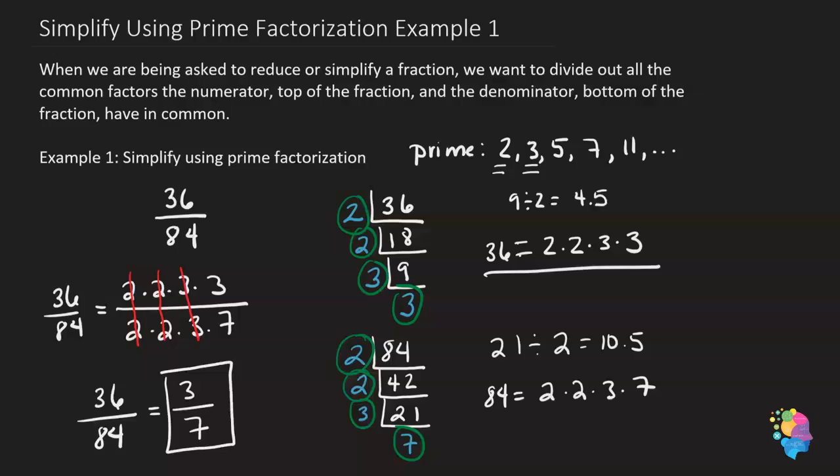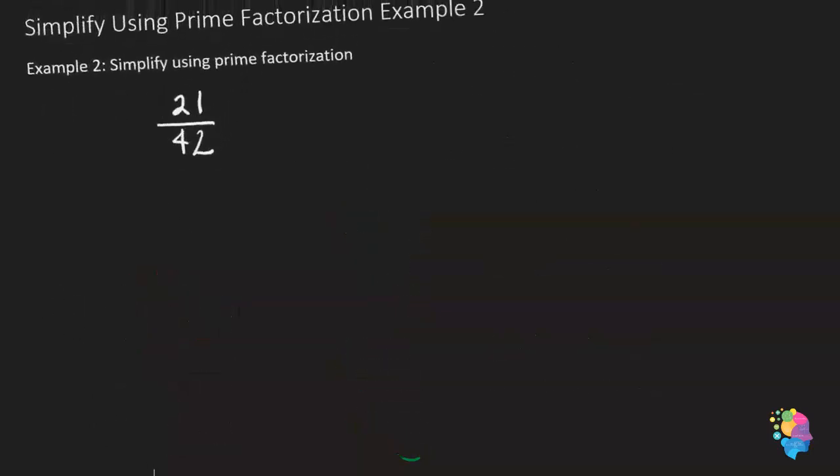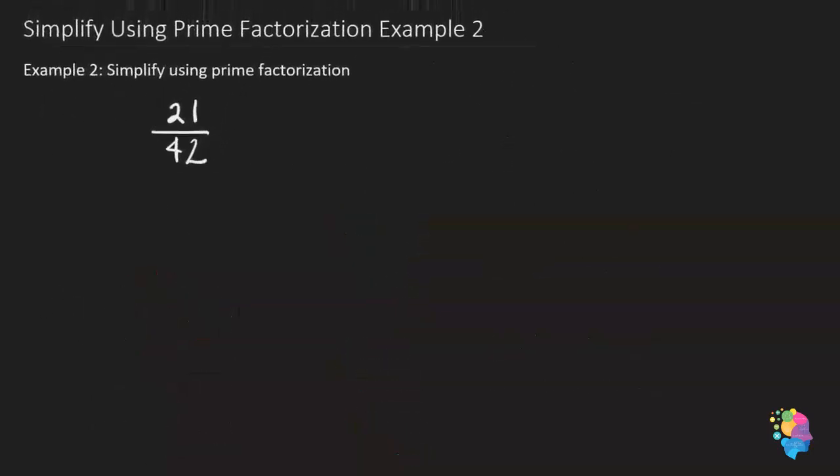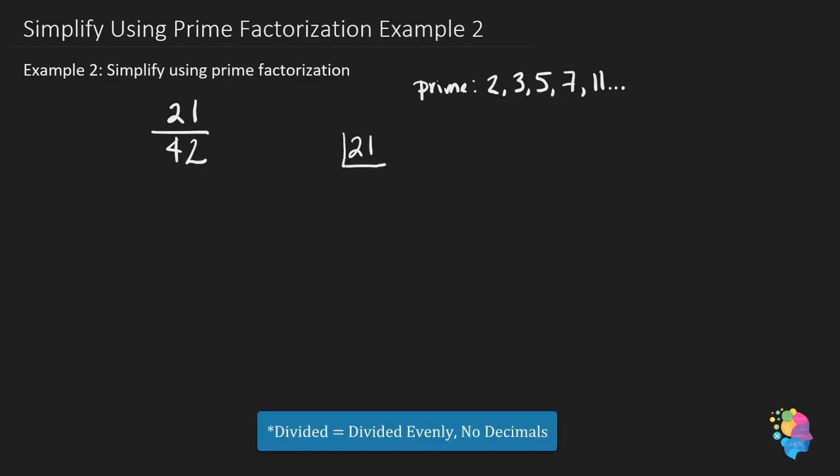Let's try another example. We continue with prime factorization for this one. So let me rewrite the prime number list that we did on the previous page. We're going to take the same process. We're going to find the prime factorization of 21. So 21 cannot be divided by 2, if you remember. 21 divided by 2 gives us a 10.5.